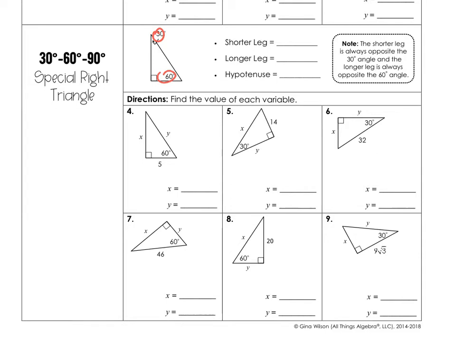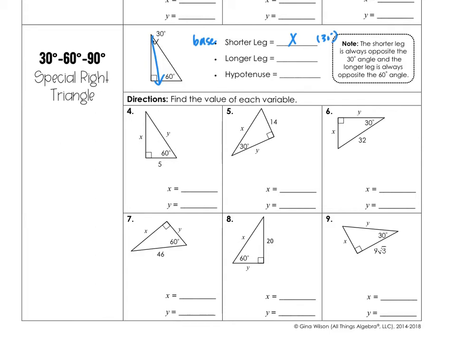So, shorter leg, which is always going to be across from the 30-degree angle. The shorter leg is going to be our base leg. I'm going to put base here because we're going to use the word base in a little bit. It's our X. Now, sometimes it won't be our X in our problem, but it is going to be our base leg.